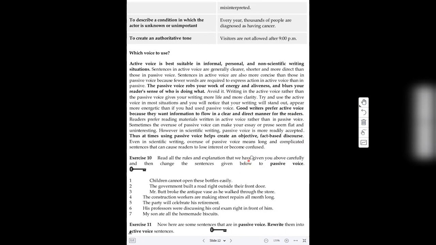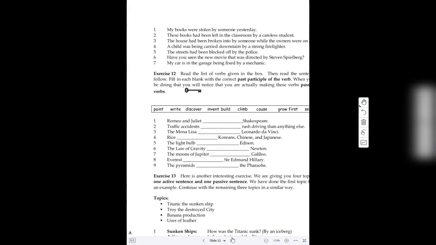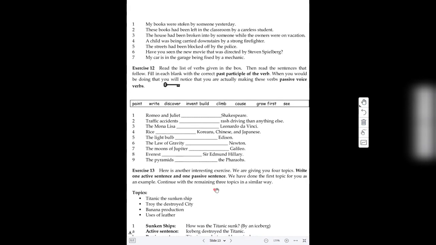And the rest of the exercises can be done by you. And if you have any question, you can ask below.